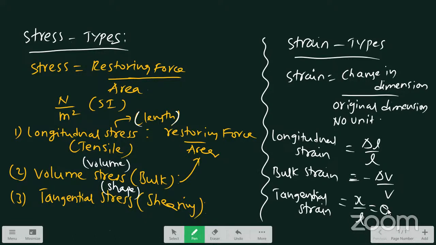This is the tangential strain. This statement is slightly different. Students, again I am repeating, today's questions are from mechanical properties of fluids. First question: stress and types.